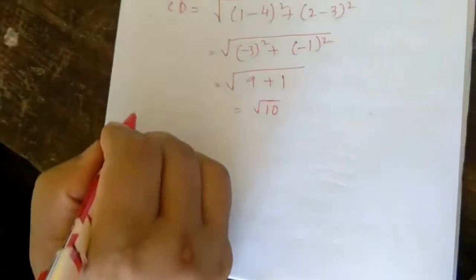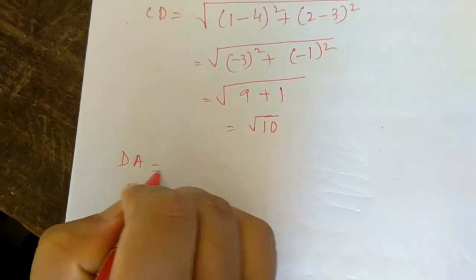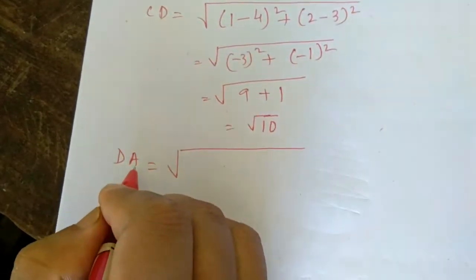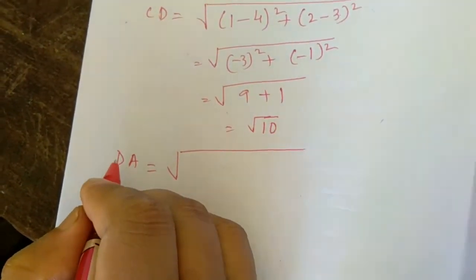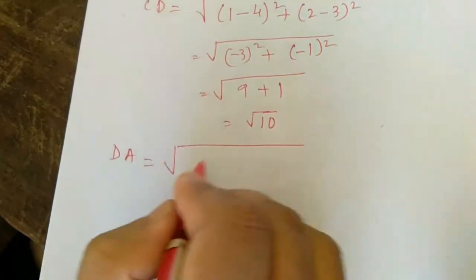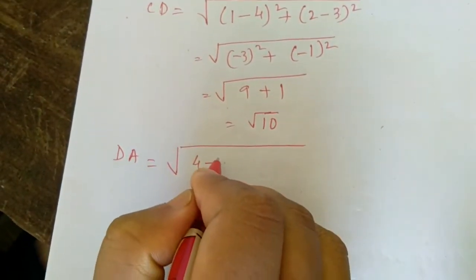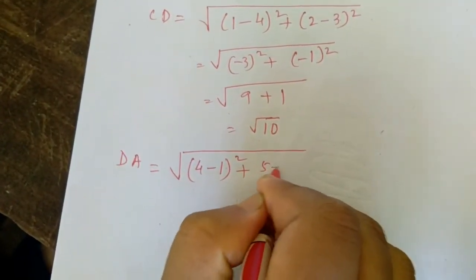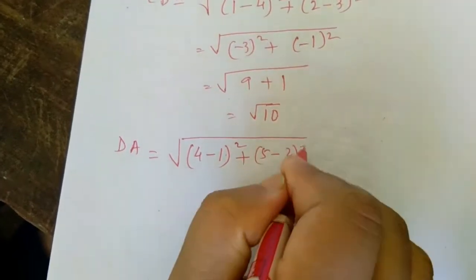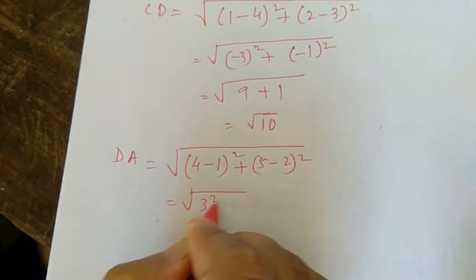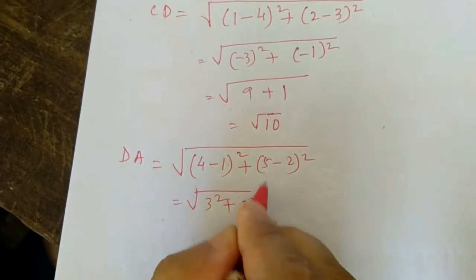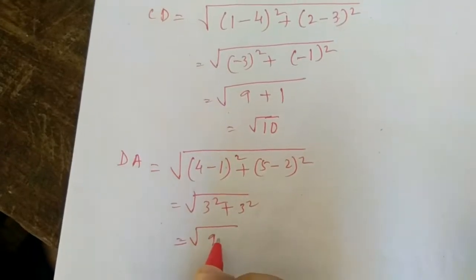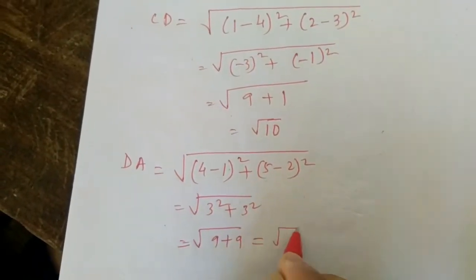Alright, again to find DA. DA, same as before. Compare D and A. The coordinate of A will be your x2, y2, D will be your x1, y1. So here x2 means 4 minus x1 means 1 whole square, plus y2 means 5 minus y1 means 2 whole square, root over 3 square plus 3 square. 5 minus 2 is 3. Okay, root over 3 3 is 9 plus 3 3 is 9, equal to root 18.